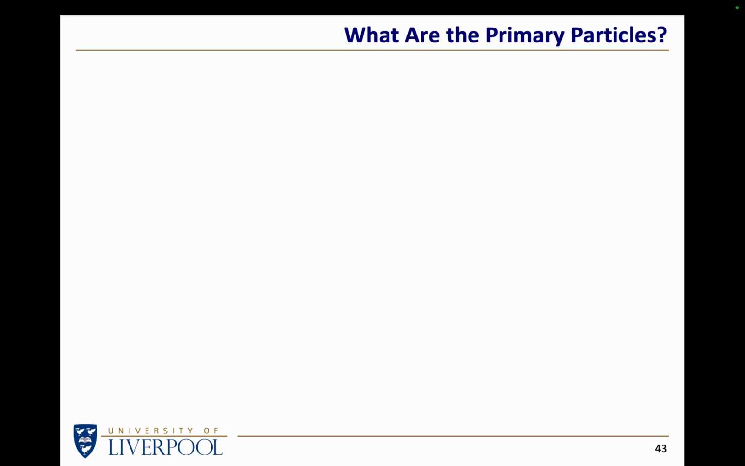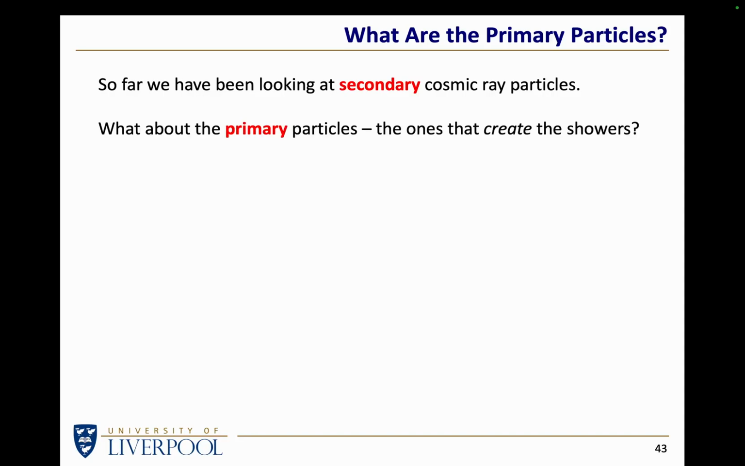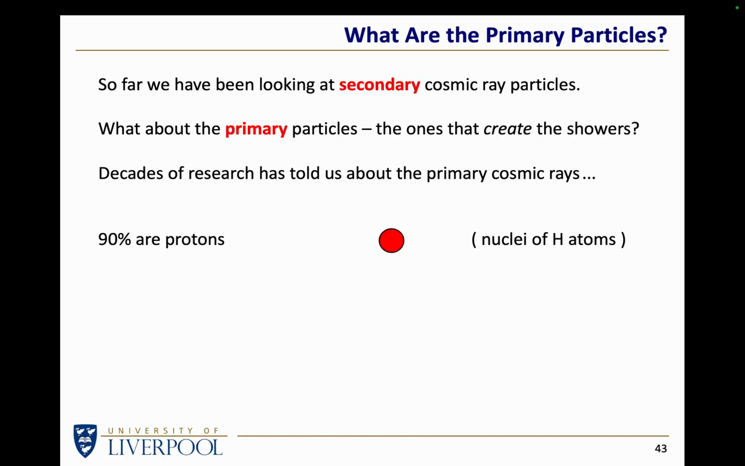So secondary particles might be protons, electrons, muons, but what is it that actually hits the atmosphere in the first place? What are the primary particles that are generating these air showers? Well, various decades of research have told us that most of the particles that are impacting the Earth, producing these cosmic ray showers, are protons. So most of these incoming particles are nuclei of hydrogen atoms.